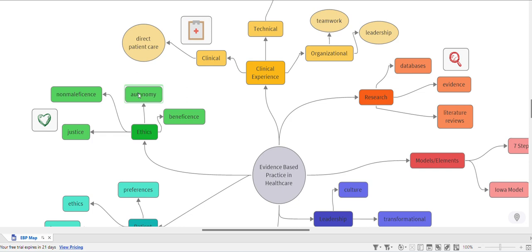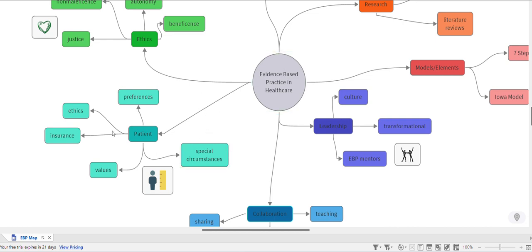Autonomy acknowledges that the patient has the right to make decisions regarding their own health. There should always be informed consent by the patients, as their involvement in any sort of research or experimental trials is going to be needed. And finally, there is justice, meaning the findings and resources should be distributed fairly amongst all people. There should be a fair subject selection so the risks and benefits are shared equally. Ethics should really always guide every decision you make in evidence-based practice.